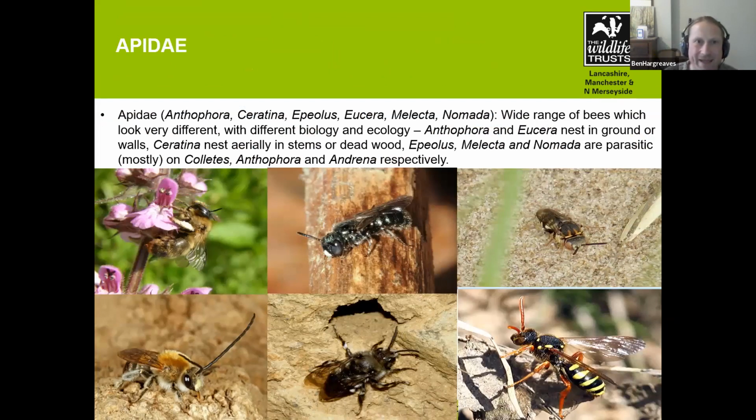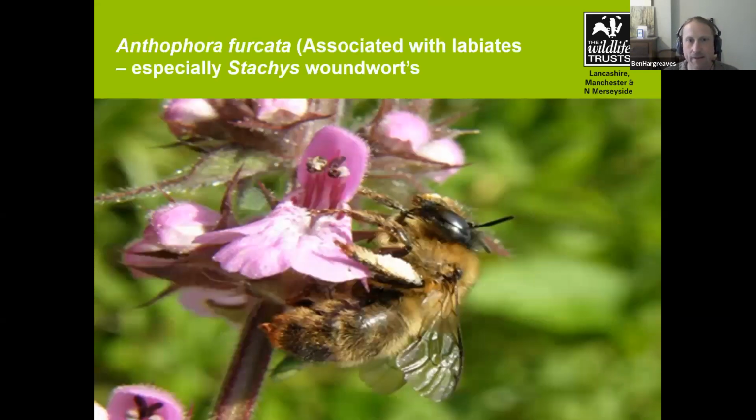Apidae, a very big family, very different to the Andrenas, and a wide range of genera involved. Anthophora top left, Ceratina top middle, the very wasp-like Epeolus top right, Eucera with a very long antenna bottom left, Melecta, one of the parasitic genera, bottom middle, and Nomada, another parasitic genus, bottom right. Next slide, please.